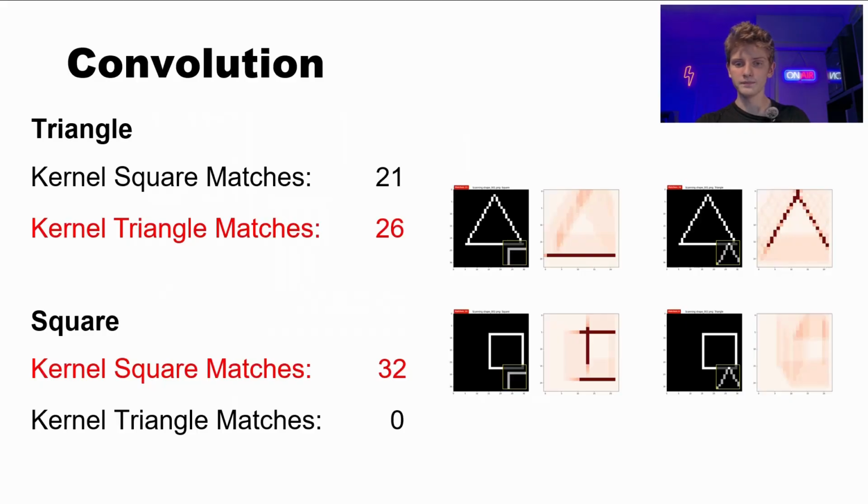Moving on to the square, you can see that the filter for the corner of the square got way more matches than the filter for the tip of the triangle. So that, of course, tells us that our image is most likely a square. So now let's look some more at convolution and some different elements of convolution.